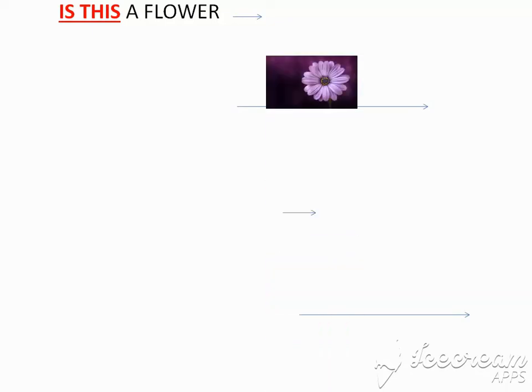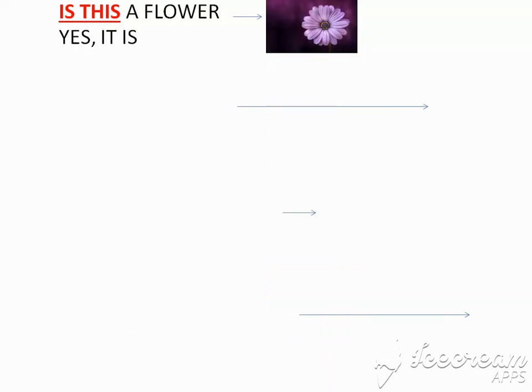In order to ask a question, we have to switch between this or that and the verb to be. As you can see in these examples, the verb to be comes first. Is this a flower? Yes, it is.